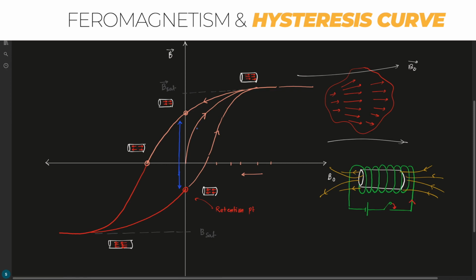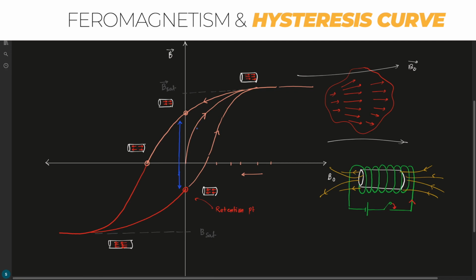The fatter this graph is, the more retention it can take. It can hold more non-zero magnetic moment even after removal of the external magnetic field. So you are getting my point, right?